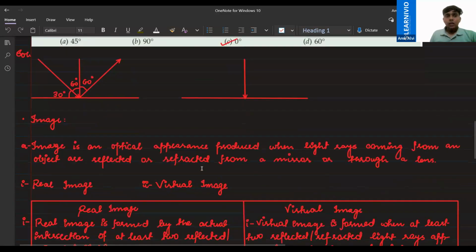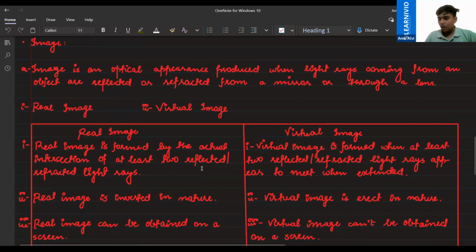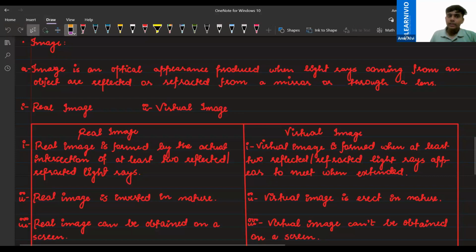Okay, so now in this class, we are going to discuss the next thing, that is your image. In this chapter, we will be talking about images. It's very common that we should know what an image is basically and what the types of images are that we have to deal with. First of all, we have the image definition: an image is an optical appearance.